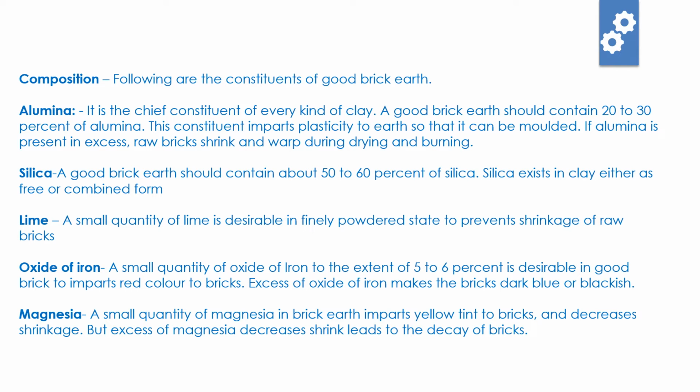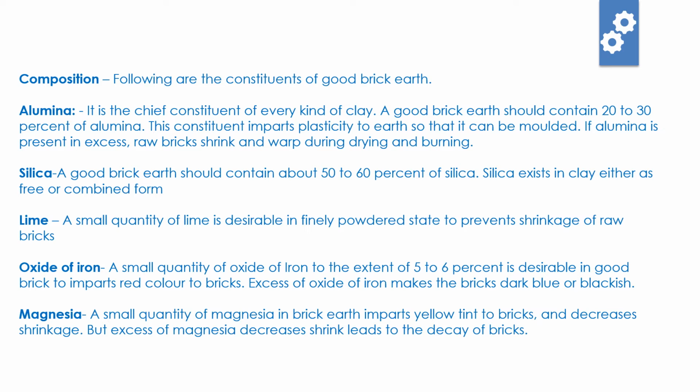Silica. A good brick earth should contain about 50 to 60% of silica. Silica exists in clay either in free or combined form. Lime. A small quantity of lime is desirable in a finely powdered state to prevent shrinkage of raw bricks. Oxide of iron. A small quantity of oxide of iron, to the extent of 5 to 6%, is desirable in good bricks to impart red color to bricks. Excess of oxide of iron makes the bricks dark blue or blackish.